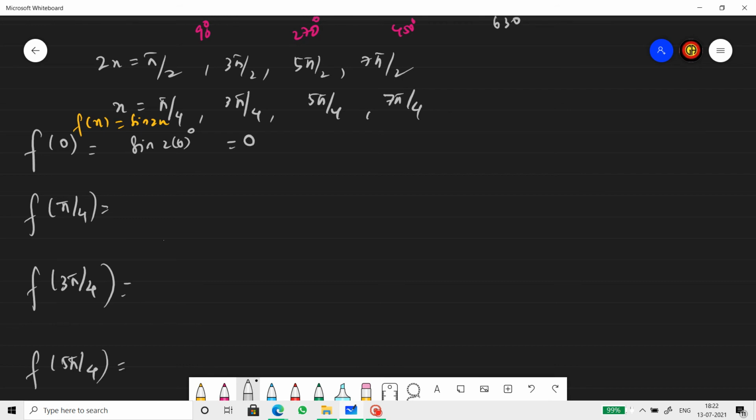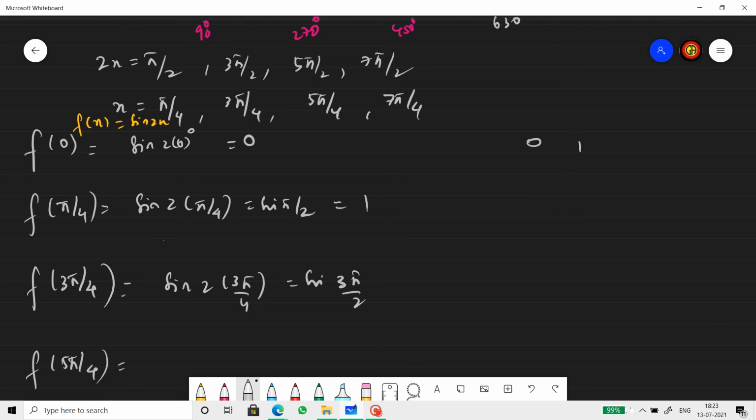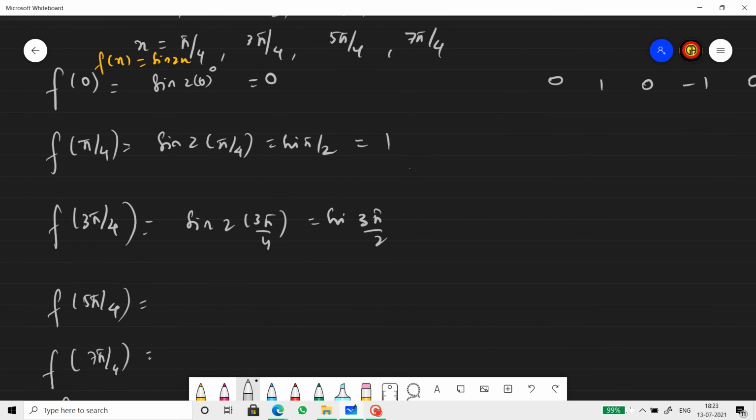Sine 0 is 0, so the answer is 0. Then it is sine 2 times pi by 4, which means sine pi by 2. Sine pi by 2 is 1. Then we have sine 2 times 3 pi by 4, which is sine 3 pi by 2. Sine 0 is 0, sine 90 is 1, sine 180 is 0, sine 270 is minus 1, sine 360 is 0. So sine 3 pi by 2 is minus 1.